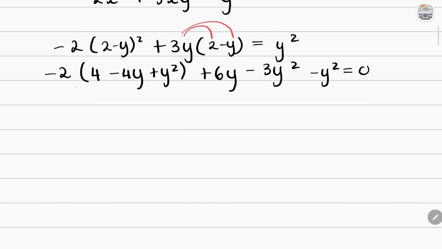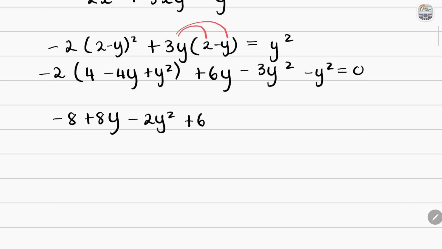Okay, let's distribute. So when we multiply in, we get negative 8, okay? And then the negative 2 times the negative 4y, that is positive 8y. And then we have negative 2y squared. And then we have the positive 6y. And these together, okay, negative 3 minus 1 gives you negative 4. So that's negative 4y squared is equal to 0.